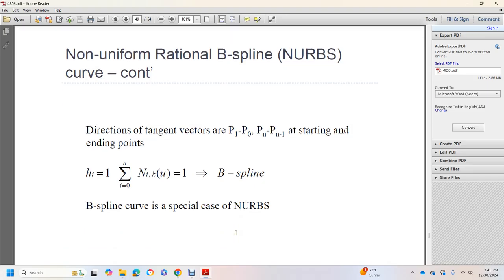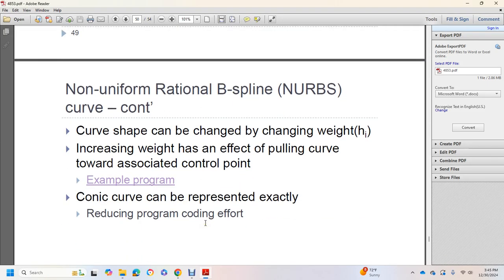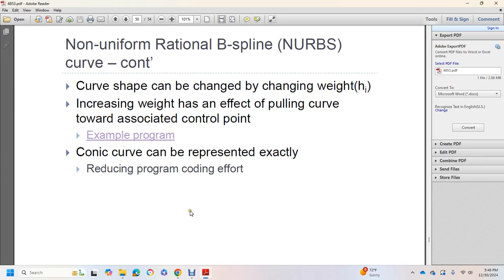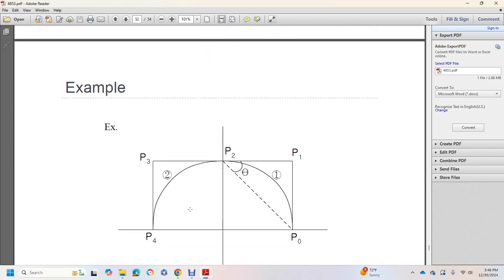This is the B-spline curve in the case of NURBS, non-uniform rational B-splines. The curve shape changes with the change of the weight. Increasing a weight has the effect of pulling the curve toward the associated control point. Curves can be represented exactly, reducing programming effort. Control points, weights, and examples.